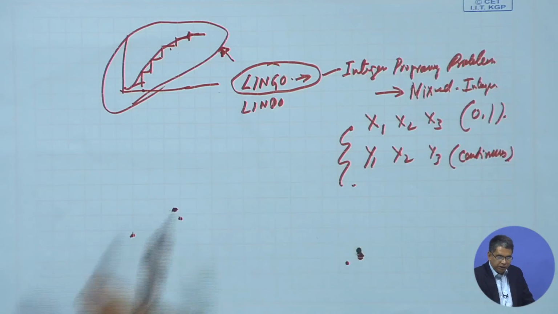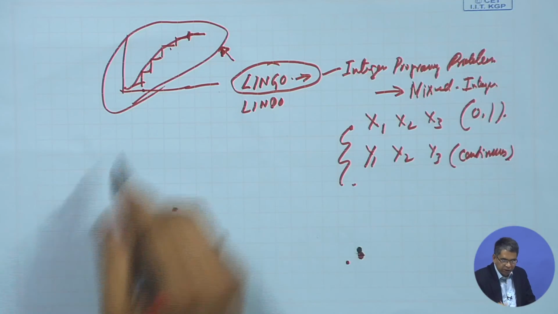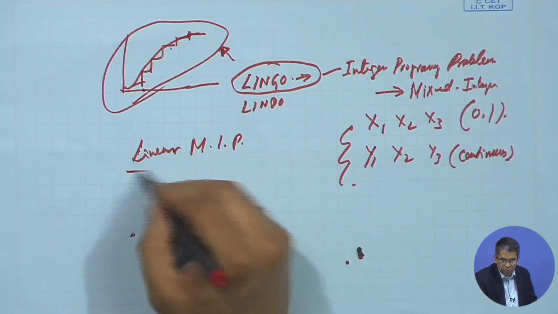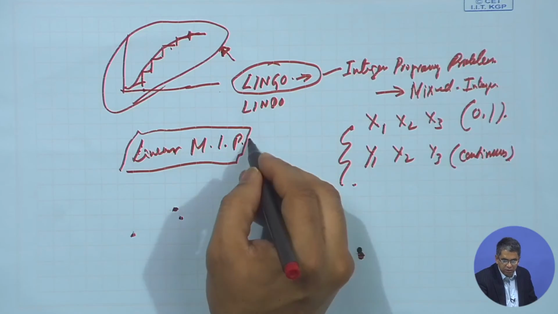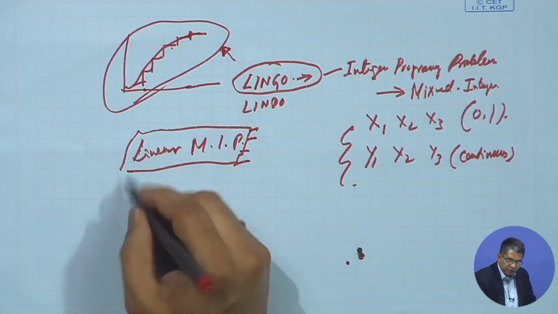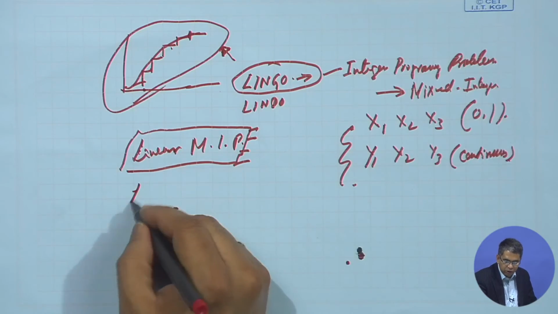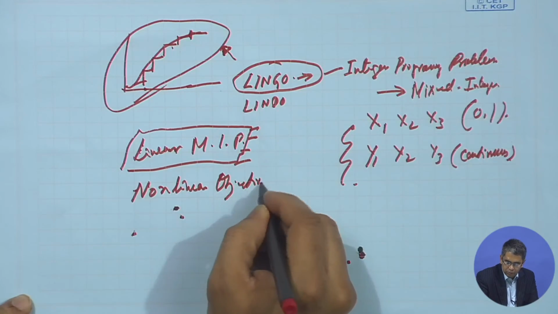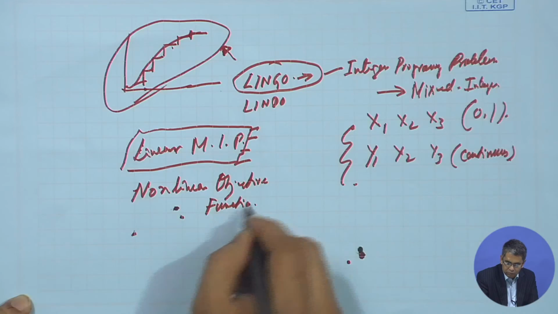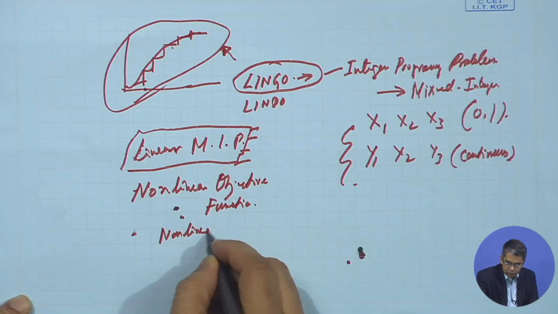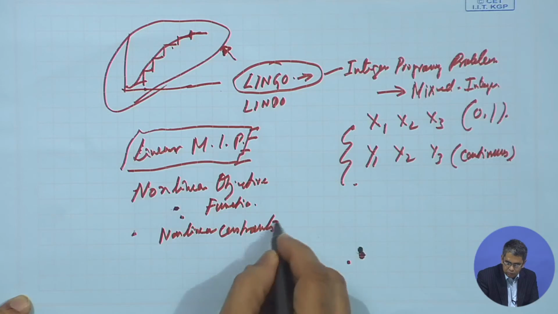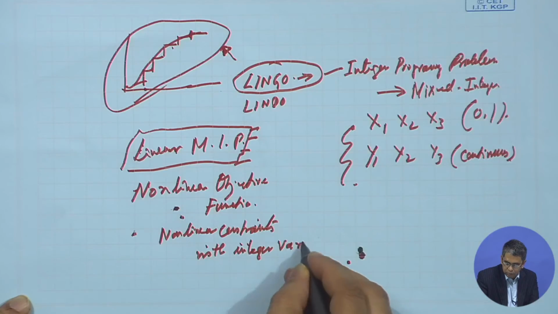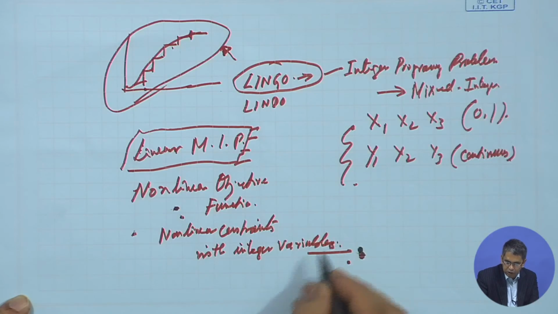Only problem is that generally it's very easy to solve this mixed integer programming and other things when the objective function is linear. So linear MIP, mixed integer programming algorithms are quite easy to get and easy to solve. But if the objective function becomes nonlinear, or some of the constraints become nonlinear, with integer variables, then things become quite complicated. It is not easy to solve.